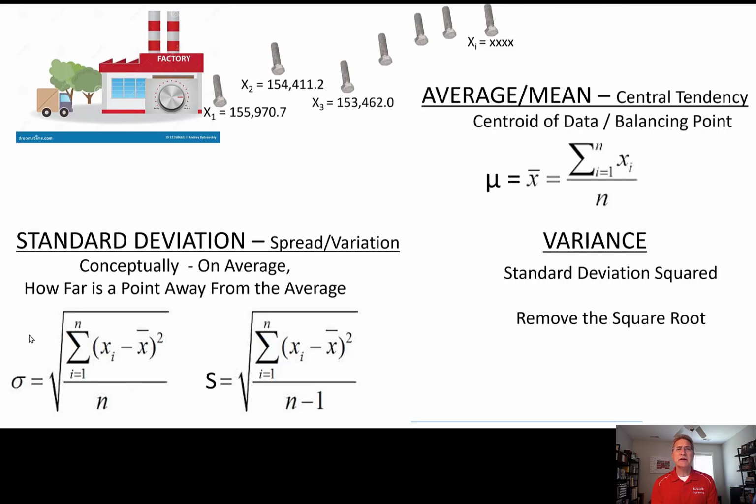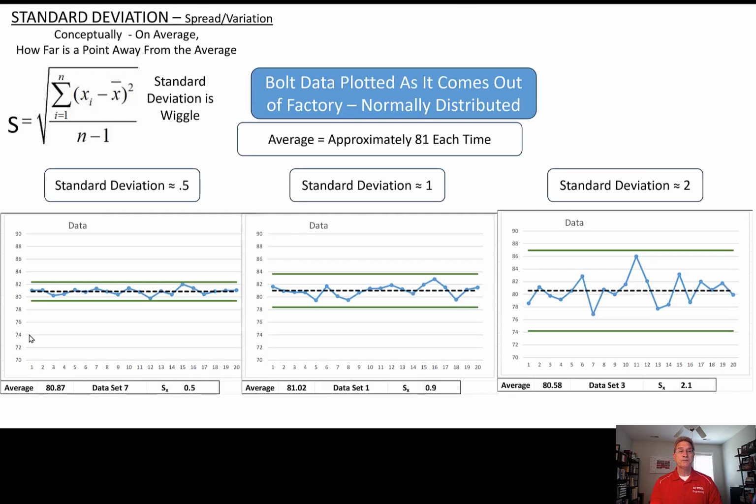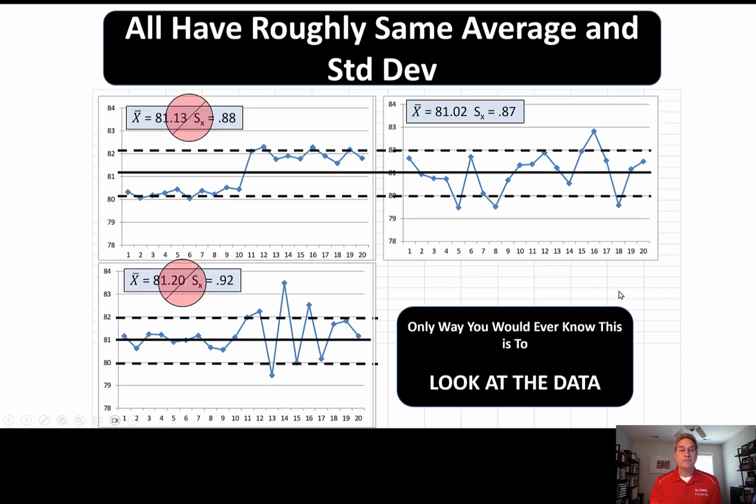Then we looked at a little bit more detail to help you understand average and standard deviation. We said standard deviation is like wiggle. And so we used these three examples to show you three different factories, if you will, one operating at a standard deviation of 1, one at 1.5, one at 2, all with the same average, to see what that would look like.